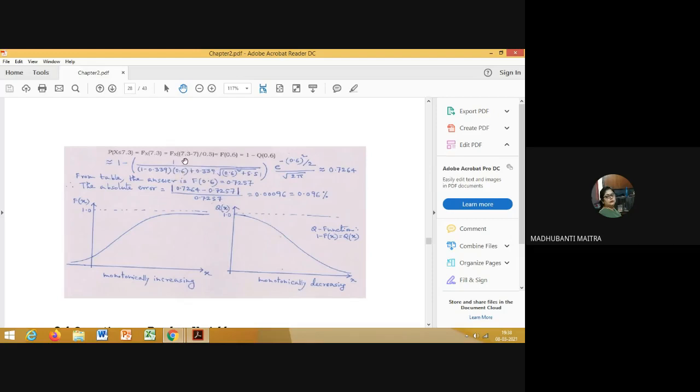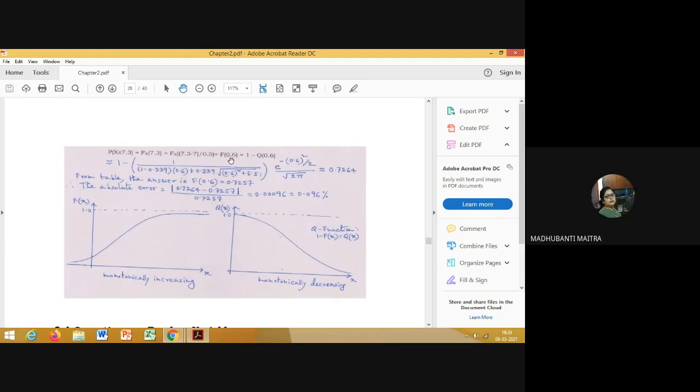So that is equal to F(x). If I change the variable, that means (x minus μx) divided by σx. So that is equal to F of (7.3 minus μx) divided by σx, and we are getting a value F equal to 0.6. Please check this value. Yes, ma'am, it is correct.